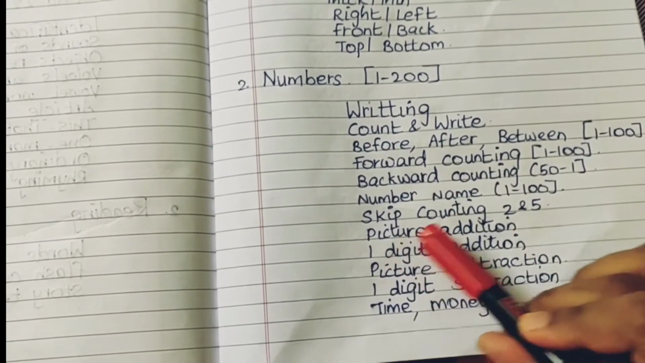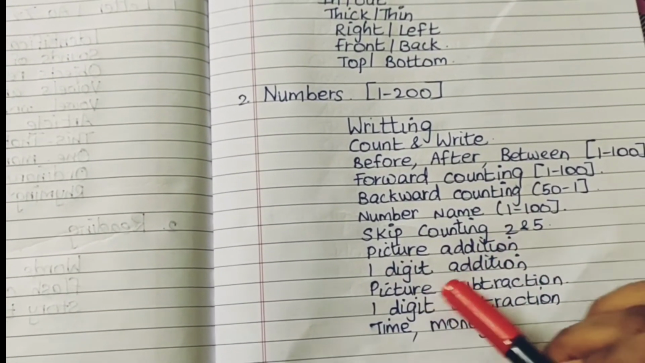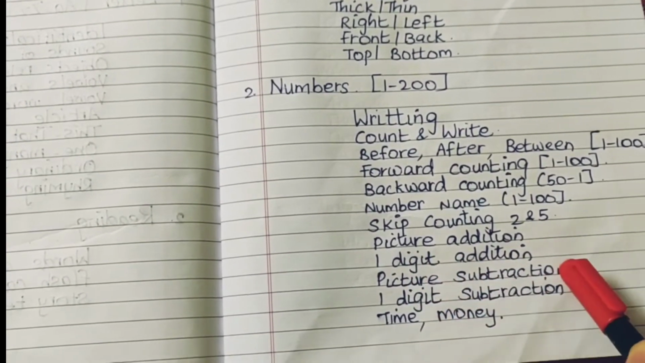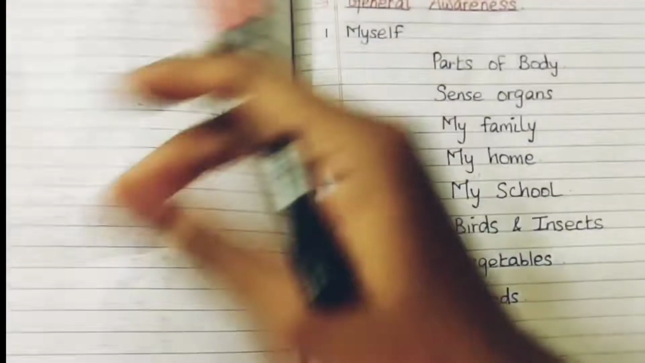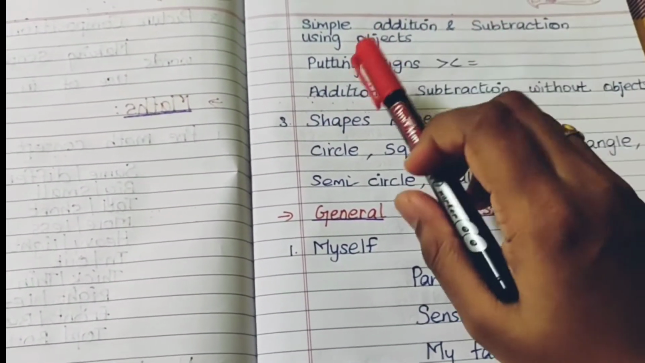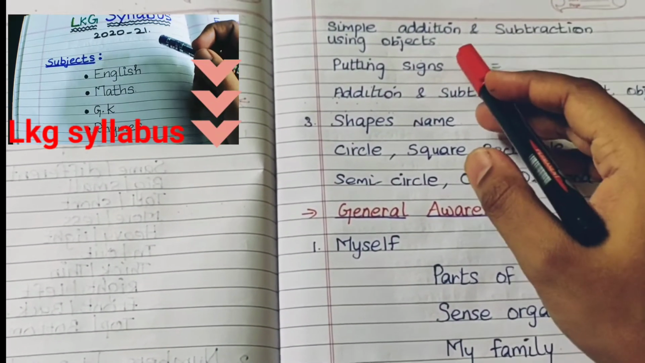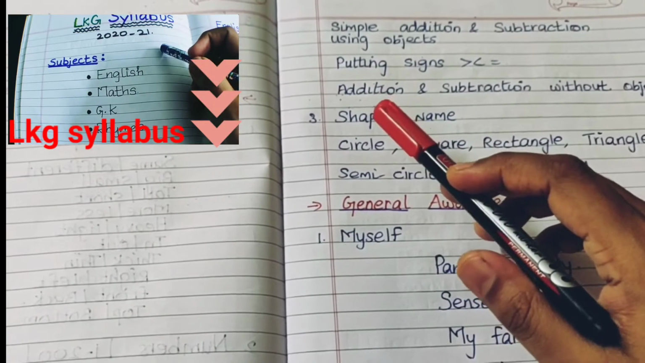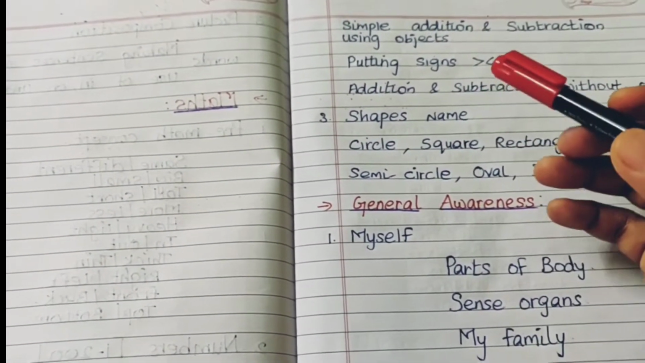The next one is picture addition. And then 1 digit addition, then picture subtraction, 1 digit subtraction, then time and money. So these are all in numbers. You can give simple addition and simple subtraction using objects also and make it easy for them to learn the concept. The next one is they can learn the greater than, less than and equal to symbols using same pictures.